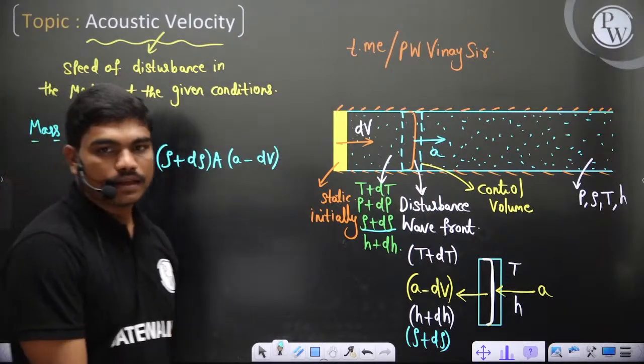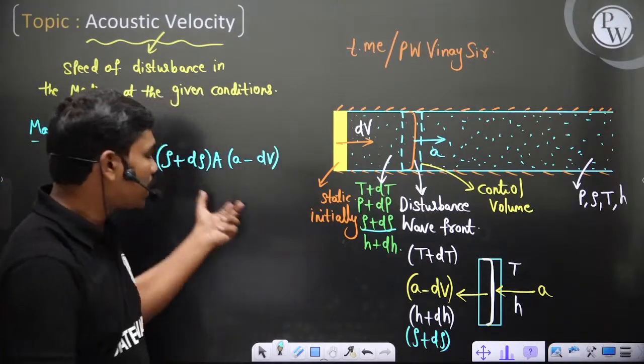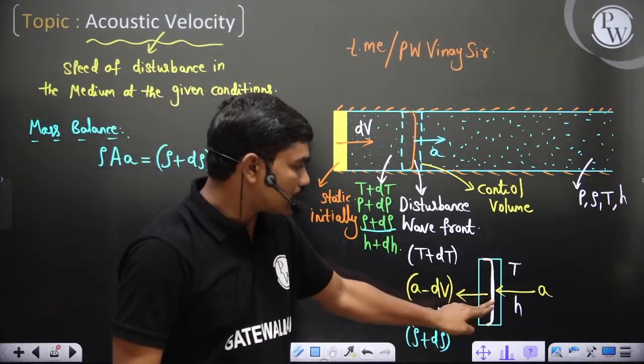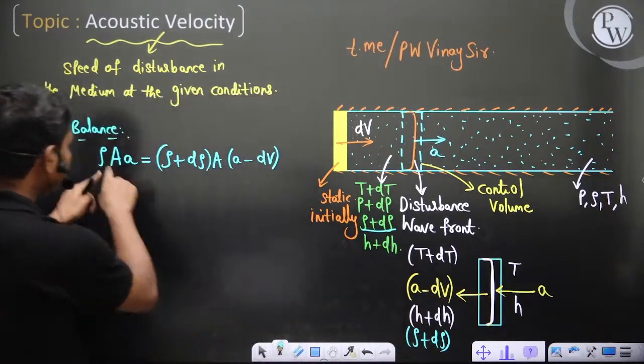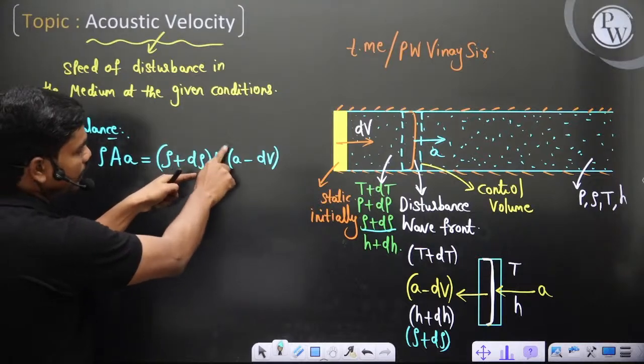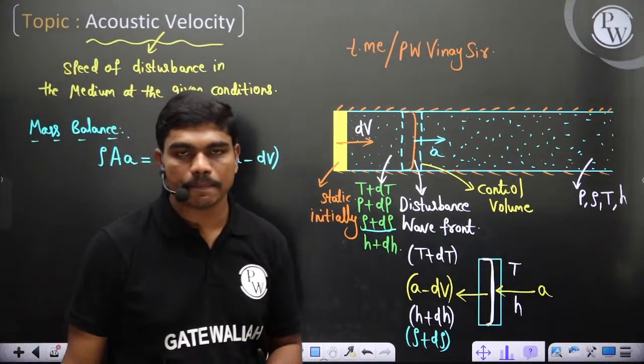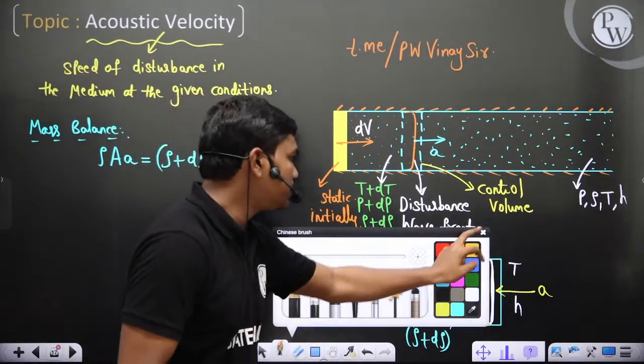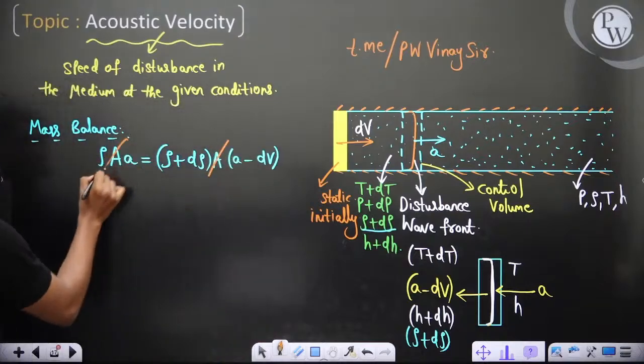Yes? Yes or no? This is mass balance, simple mass balance in the control volume. Whatever mass is flowing into this control volume, same should leave. So definitely density times capital A into a is equal to (rho plus d rho) into capital A into (a minus dV) is what I'm writing. Okay. Now if I simplify this, A and A get cancelled.